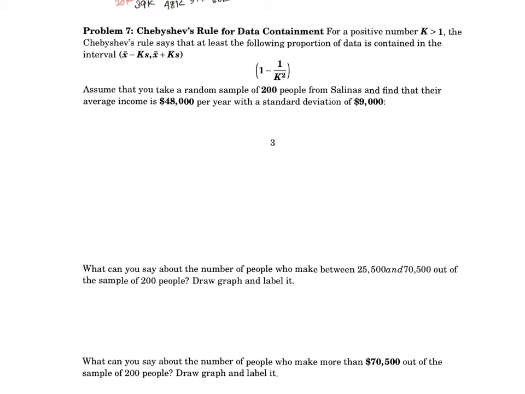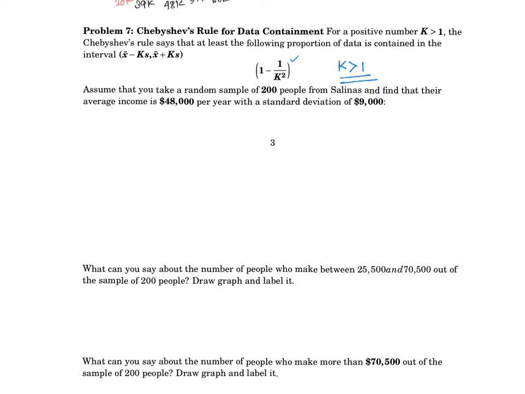Now in this problem, you're going to use Chebyshev's rule. Remember, here the assumption is that you don't know anything about the distribution, right? And Chebyshev's rule says that you include approximately this proportion of the data: 1 minus 1 over k squared. K is the number of standard deviations you move from the mean. Now remember, this only works for k greater than 1. If k is less than 1, it's not going to work.